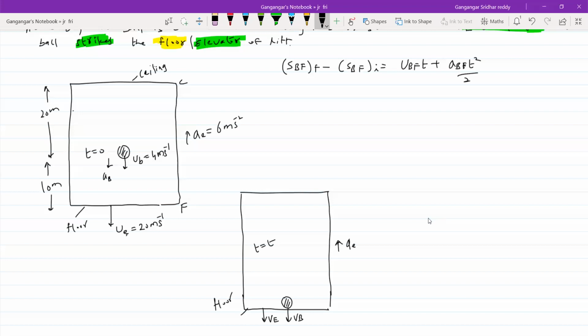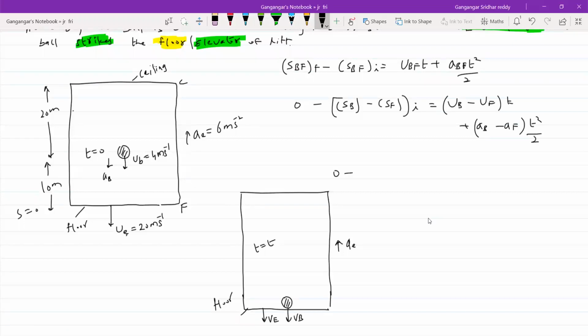Finally, they'll meet, no? So the final separation will be 0. Initial position, let me take that equal to 0. I'll expand the formula, then we'll substitute all the things one by one.